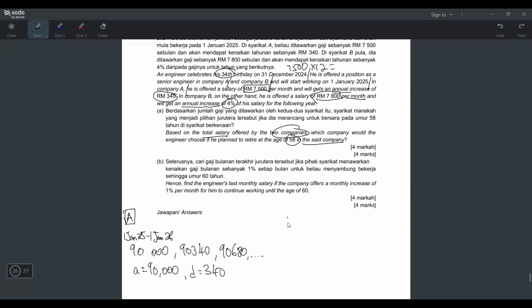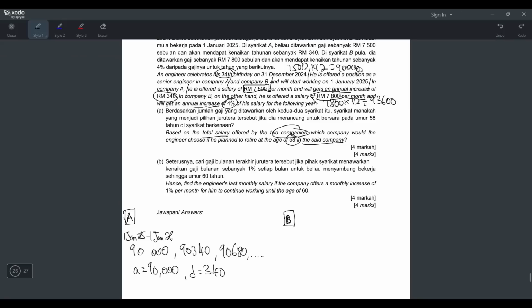Okay, now let's write for company B. Okay, for company B, what is the progression's first term? Salary 7,800 per month. You will also times 12, right? Okay, so what is 7,800 times 12? 93,600, right? Just now it's 90,000.